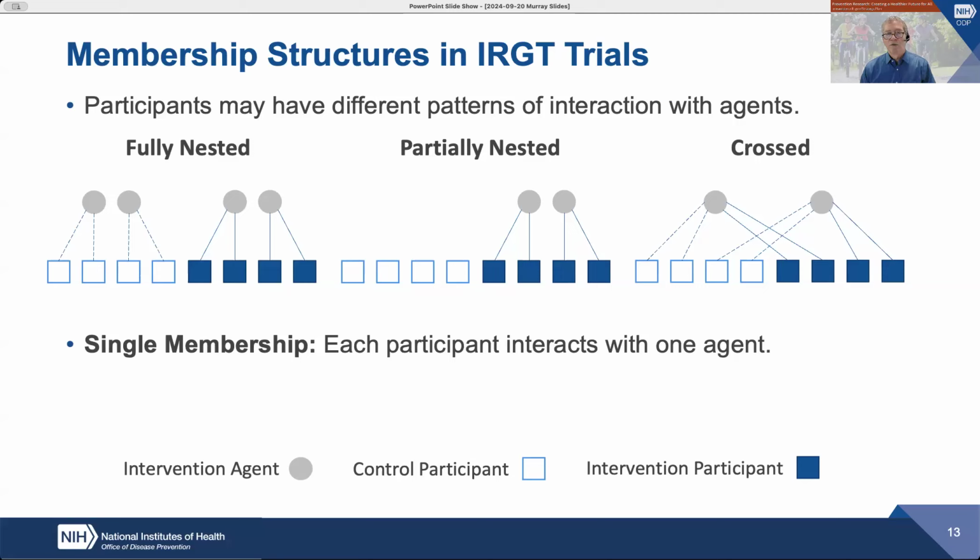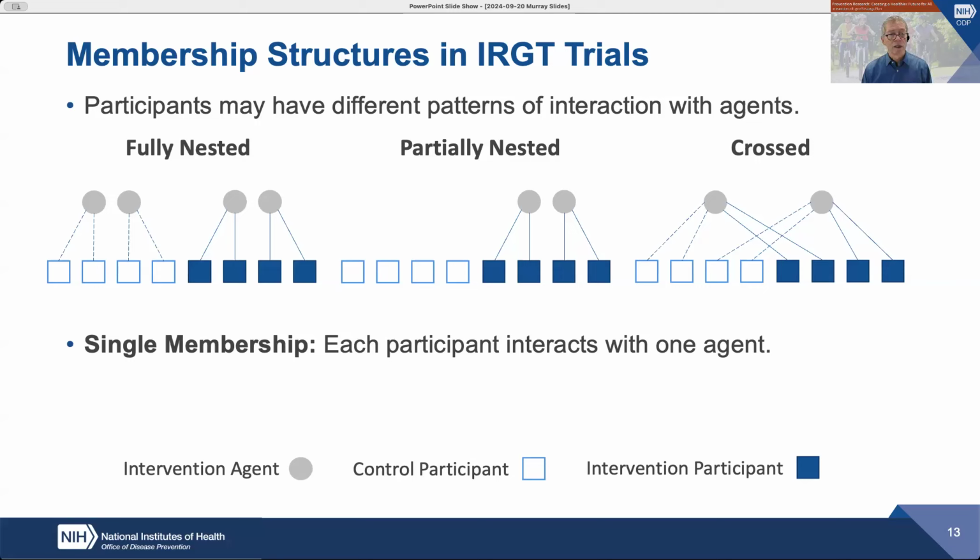We're going to talk about three membership structures. The first is the single membership structure. That is characterized by having each participant interacting with just one intervention agent. In the partially nested design shown in the middle, there's a single line coming from each participant, the square, going up to the circle, the agent. So each participant is interacting with a single agent. But we have more than one agent in that arm.